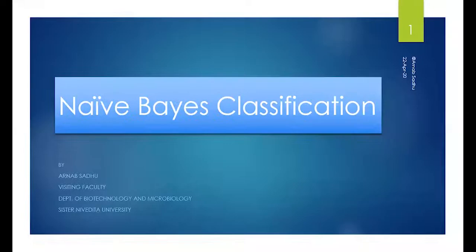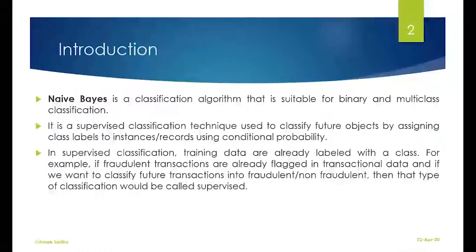This is our topic for today, naive Bayes classification. It is a supervised classifier where we will train with a training dataset, and then test in a testing dataset. It's a probabilistic classifier to start with. It's a classification algorithm that is suitable for both binary and multiclass classification.